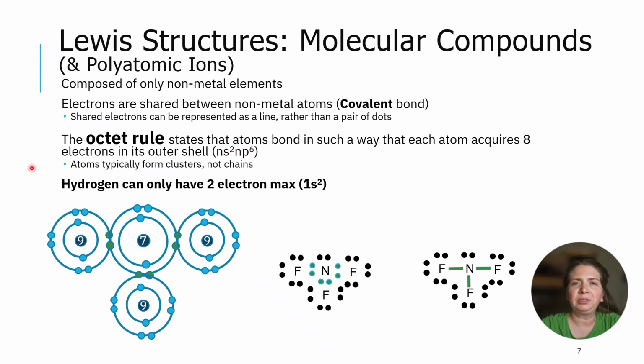There is an important exception to the octet rule. Hydrogen can only have a maximum of 2 electrons because it is in the first period of the periodic table, where there is only an s subshell and no p subshell. Most molecular compounds form small clusters of atoms surrounding a central atom rather than long chains.